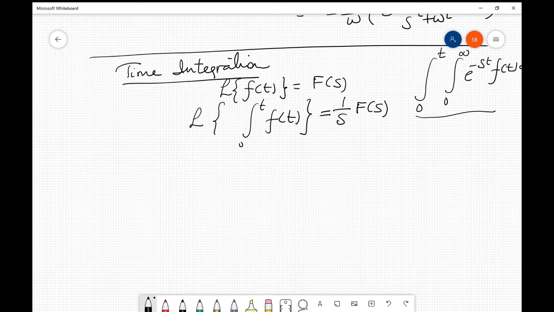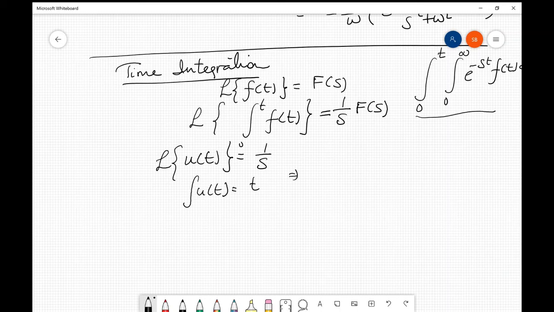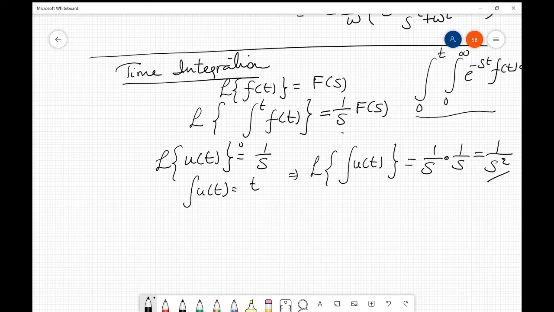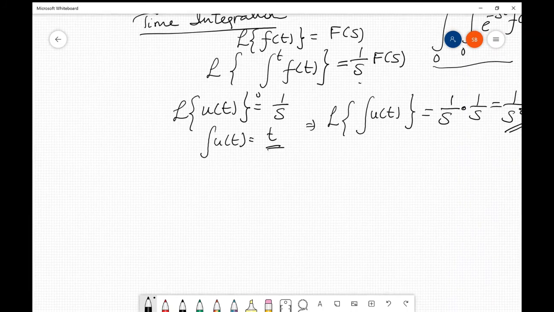As an example, we know that the Laplace transform of u of t is 1 over s, right? And we know that if we integrate u of t, it gives us t. Which means the Laplace transform of the integration of u of t, as per this rule, should give us 1 over s times the Laplace transform of u of t, which is 1 over s, which is 1 over s squared. And that's correct. The Laplace transform of the t function, which is the ramp, gives us 1 over s squared.